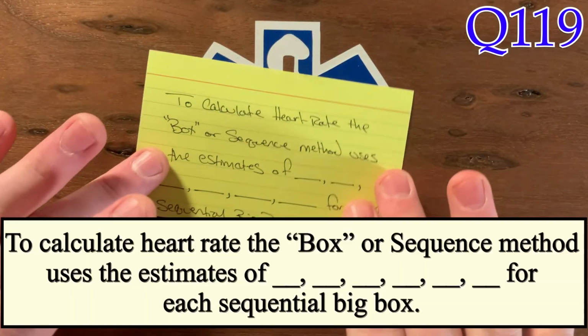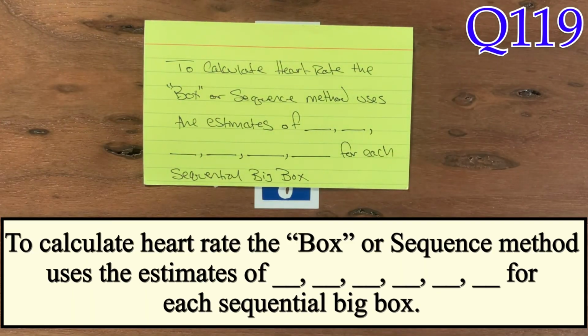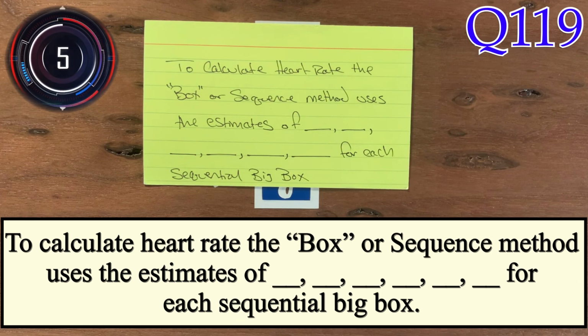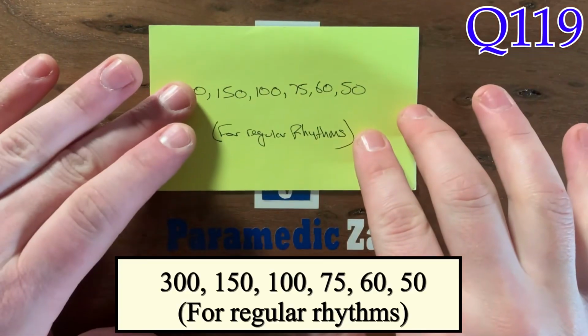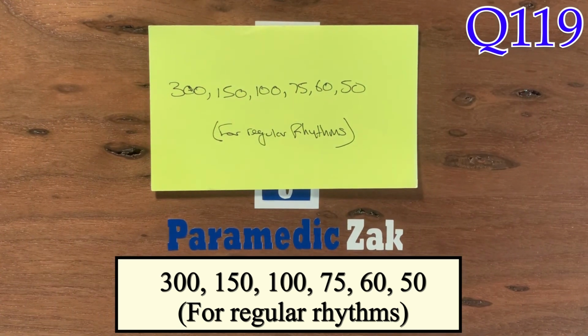Moving on to question 119. To calculate heart rate, the box or sequence method uses the estimates of blank, blank, blank, blank, blank, blank for each sequential big box. So in order to calculate heart rate using the box method, you're going to use the estimates of 300, 150, 100, 75, 60, and 50 for each sequential big box. And of course, this method can only be employed with regular rhythms.